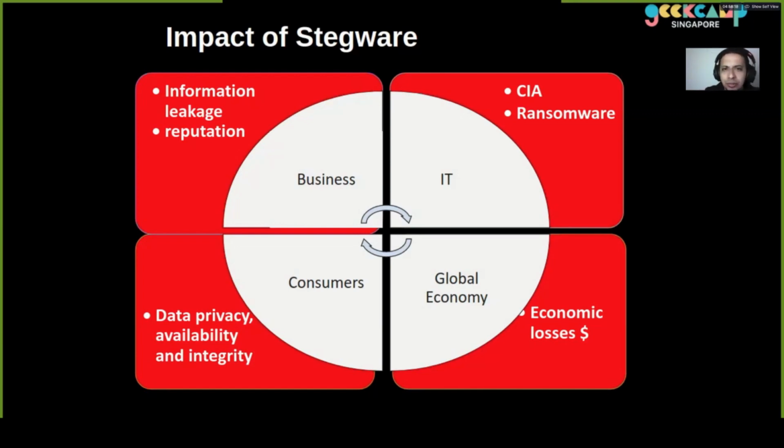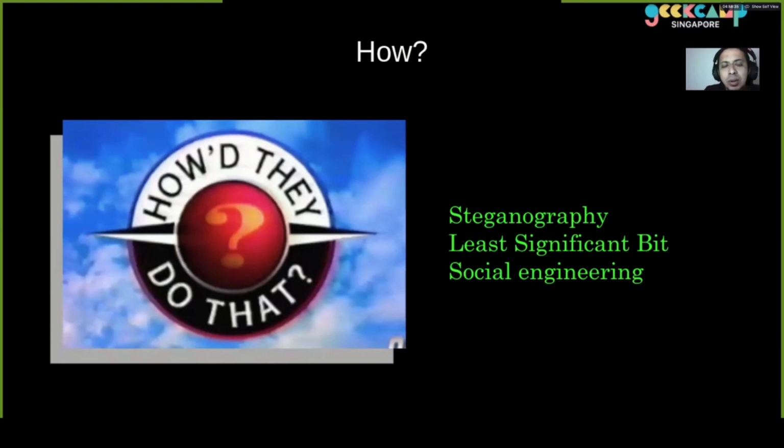For example, during a ransomware attack that was coordinated using Stegware, consumers and clients are unfortunately going to be impacted in the privacy, availability, and integrity of their data. And of course, at the end, this is going to represent economic losses. Now, how can you use steganography to perform an attack?